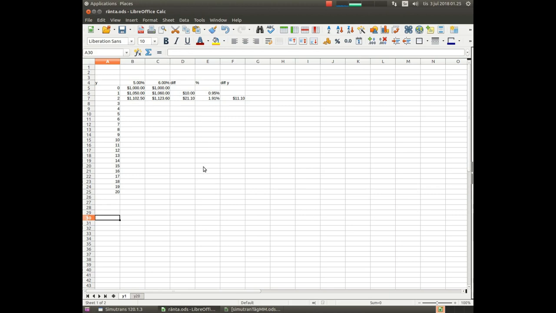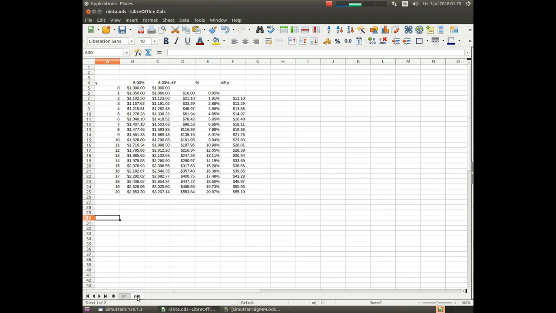But what is important with interest rate is the effect in the long term. If we take a look at the long term, we see here that the difference between the two accounts increases. The first year is only $10, but after 20 years you have $553 in difference. That is the effect of having only 5% interest rate instead of 6%.